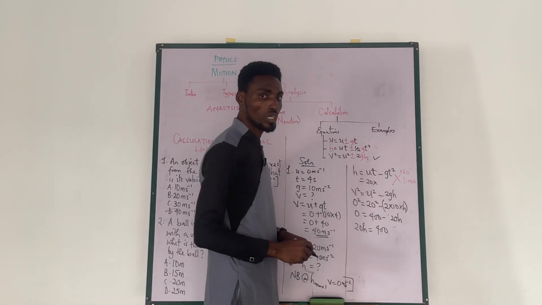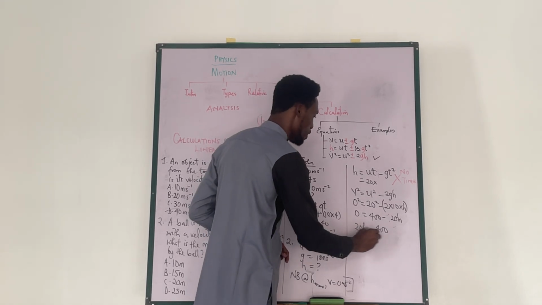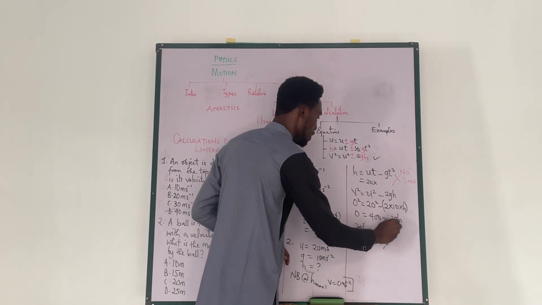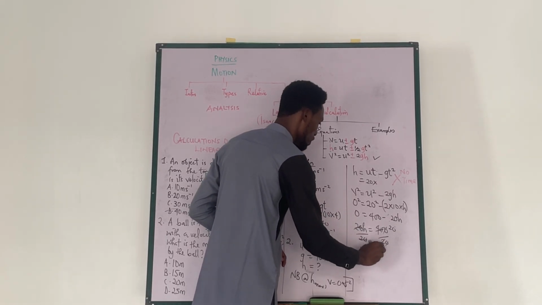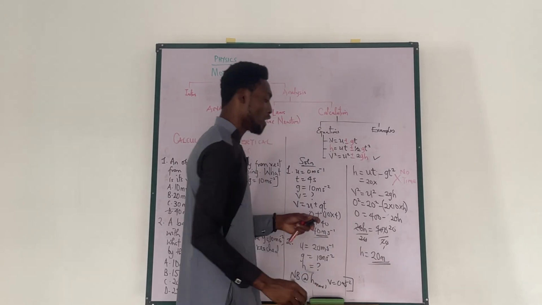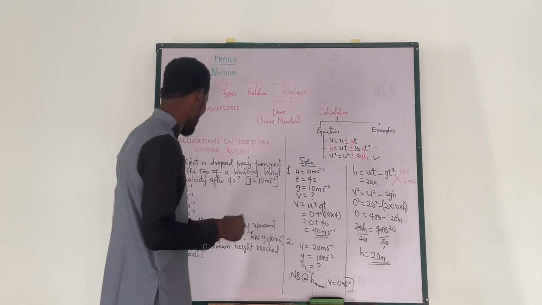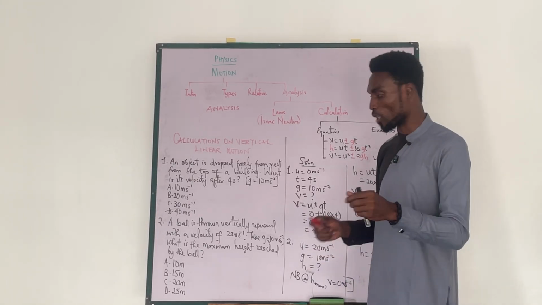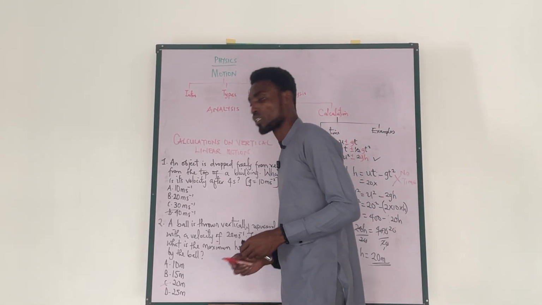Divide both sides by 20. So you have 20, 20, out. 2 here, 1; 2 here is 20. So we have our h is equal to 20 meters. So that means it actually reached 20 meters before returning downward. And if you look at the options, you can guess what the option is by yourself. Option C is the right answer.